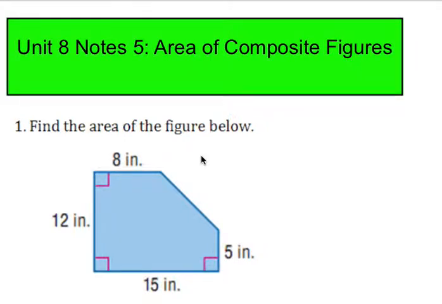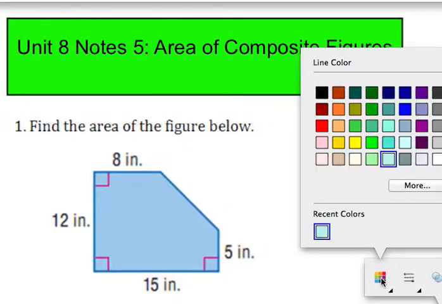Area of composite figures. So when we look at the area of composite figures, we need to talk about what a composite figure is. A composite figure is kind of just like a weirdly shaped object that we don't have a formula to calculate the area for. So what we do is we break it down into things that we do know how to calculate the area of. So let's start by breaking this shape down.